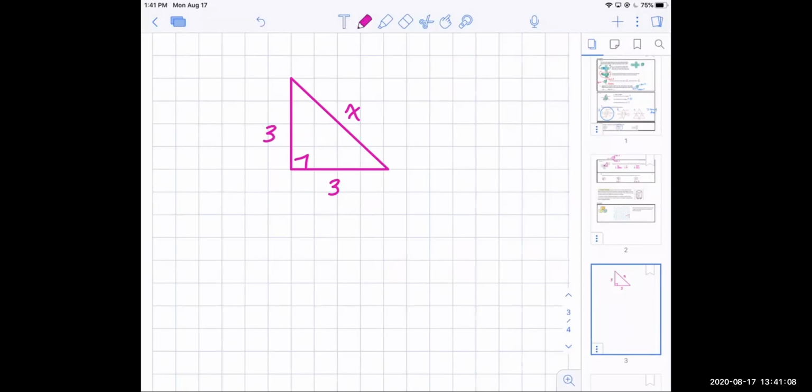Okay. Can you tell me how to find that missing length, the x? You know how to find that?